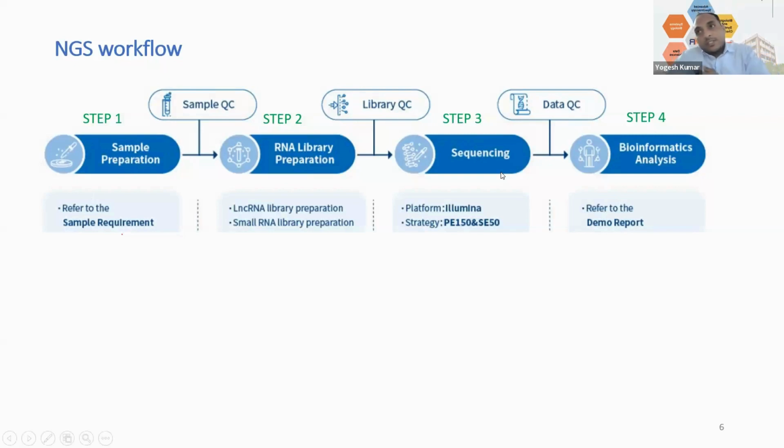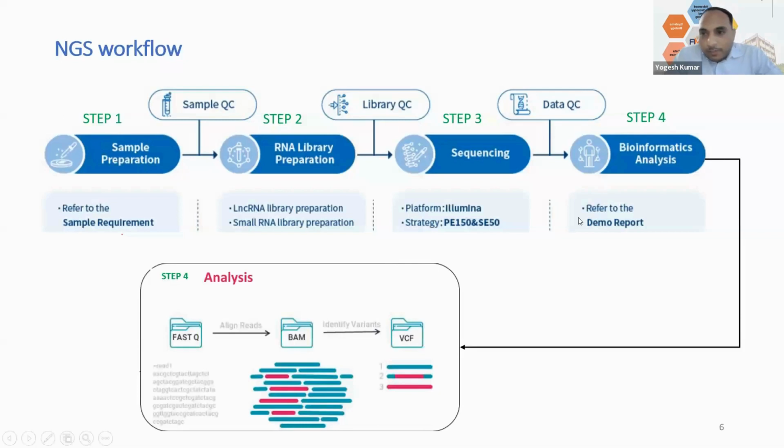So after doing the sequencing, a lot of data will be generated in the form of raw data format, which is called the FASTQ format. So then you will get these FASTQ files, and in the fourth step, you have to do the bioinformatics analysis. So this is the process of doing the bioinformatics analysis. At the end, you will get the raw data in the FASTQ format, BAM format, and VCF format. So it depends upon what type of data you get from the sequencer machine.